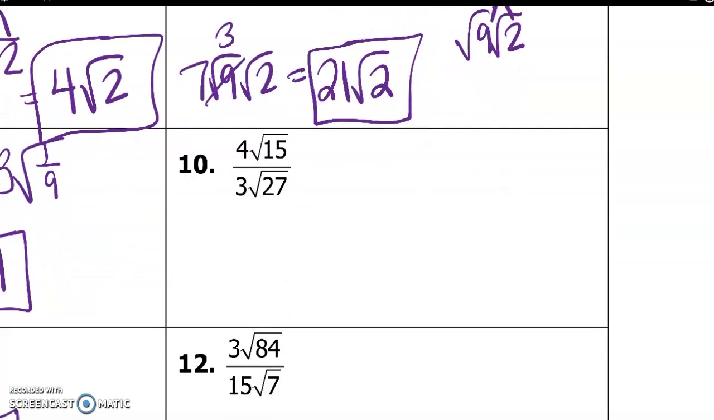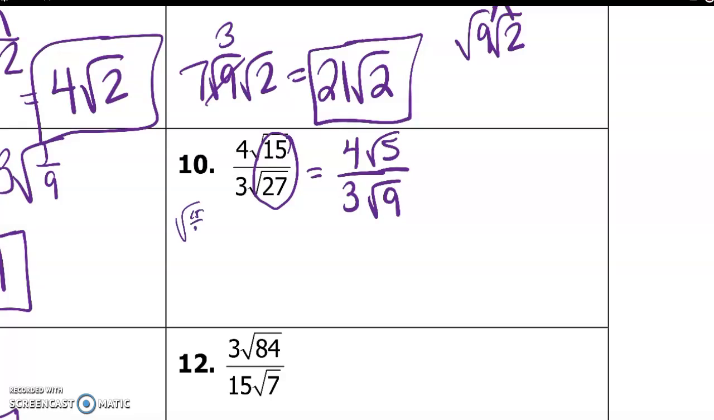For number 10, 4 and 3 cannot be simplified, so I'm just going to bring those right along. We need to simplify 15 and 27. So in your calculators, you can just simplify 15 over 27, or we divide those both by 3 and we get 5 and 9. So just keep those under the square root signs. So instead of taking that step where I wrote it as square root of 15 over 27, I just went ahead and did that to simplify it and left them separated.